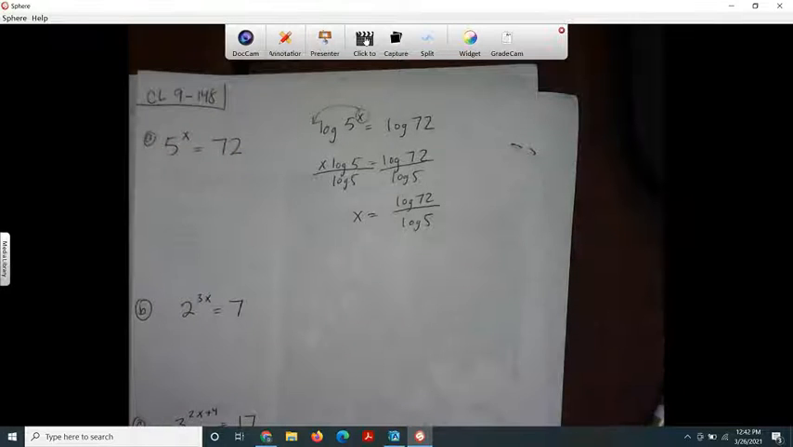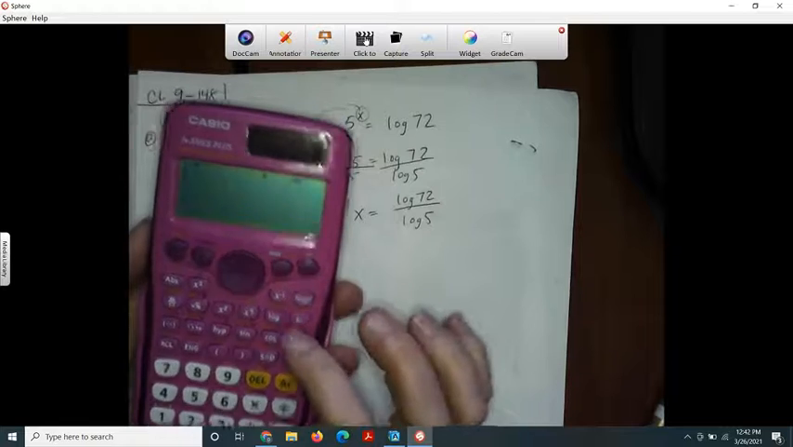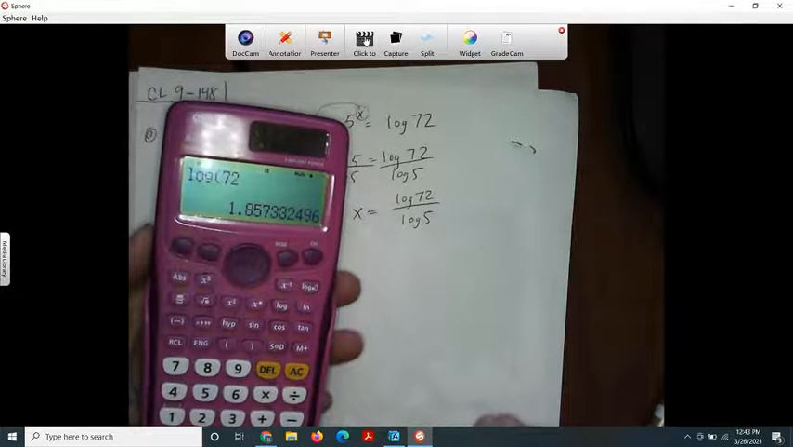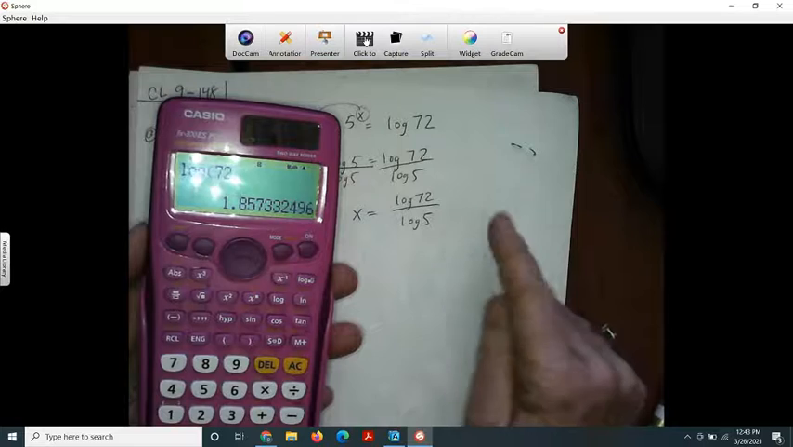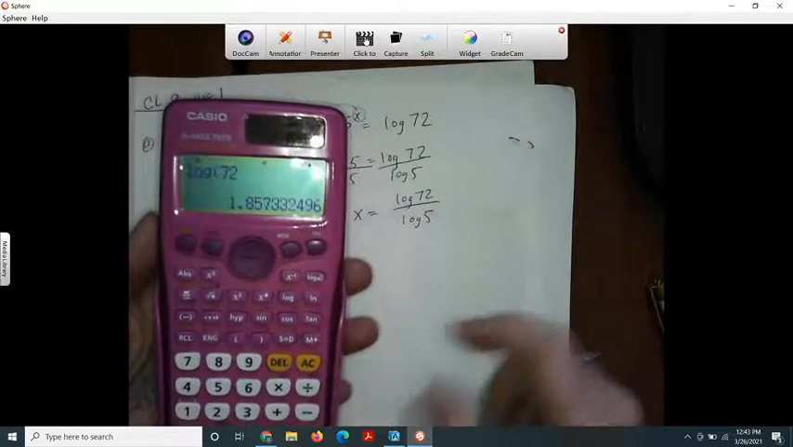So on my calculator, the way I make that happen is I hit log of 72, and then I just push the equal sign. And I know this top part equals 1.857 blah, blah, blah. I don't bother writing it down. I'm just going to leave it in my calculator because my calculator has this little answer key thing. So I'm just going to leave it there, and then I'm just going to push divided by. See, it has answer divided by log 5.